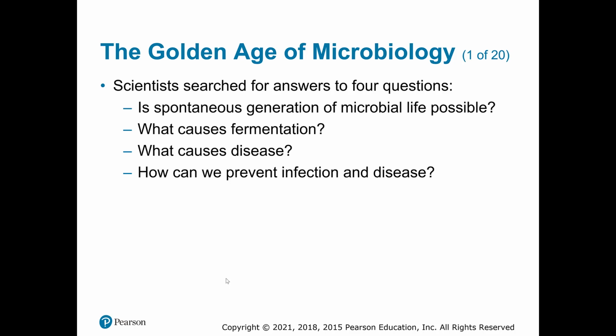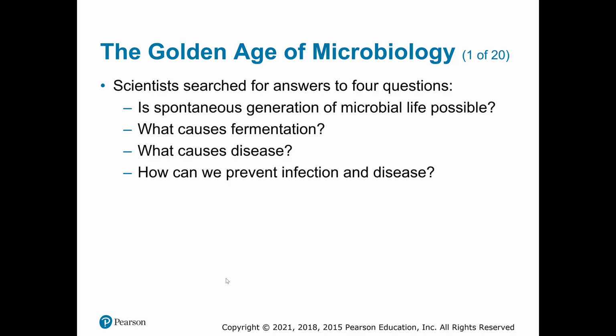So, questions that were important at this time. So this is, again, all 19th century. Questions that were important and that scientists were trying to answer. Is spontaneous generation of microbial life possible? That sounds kind of silly right now, but they really didn't know at the time, and so they were trying to figure this out.